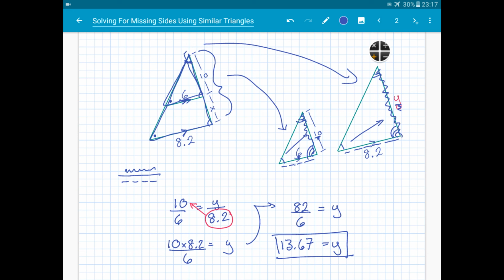So there's kind of an easy one and a hard one for solving for similar triangles. Good luck with your practice.